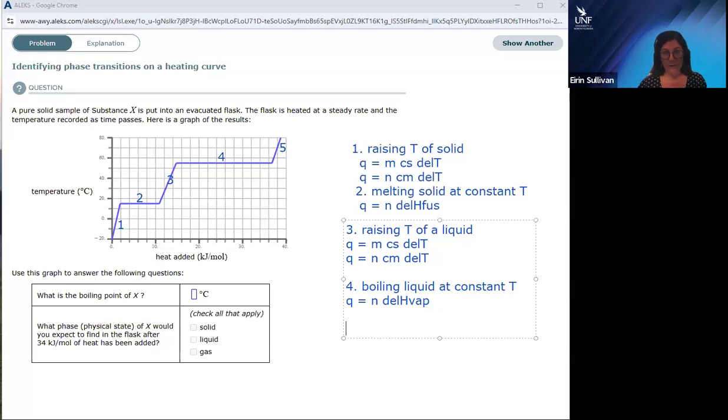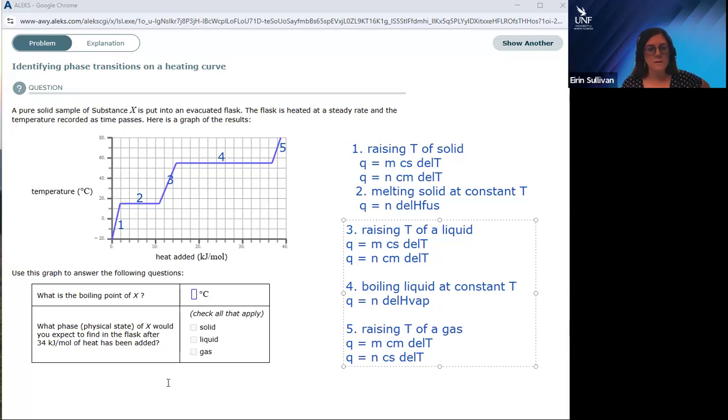And then lastly, line 5, you have a gas, you're making it hotter. So we're just raising the temperature of a gas. So again, Q is going to be related to the specific or the molar heat capacity of said gas. If you have a heating curve, you may be asked about just one portion of it. You might be asked about the whole thing. You have to break it down and actually look at what you're being asked.